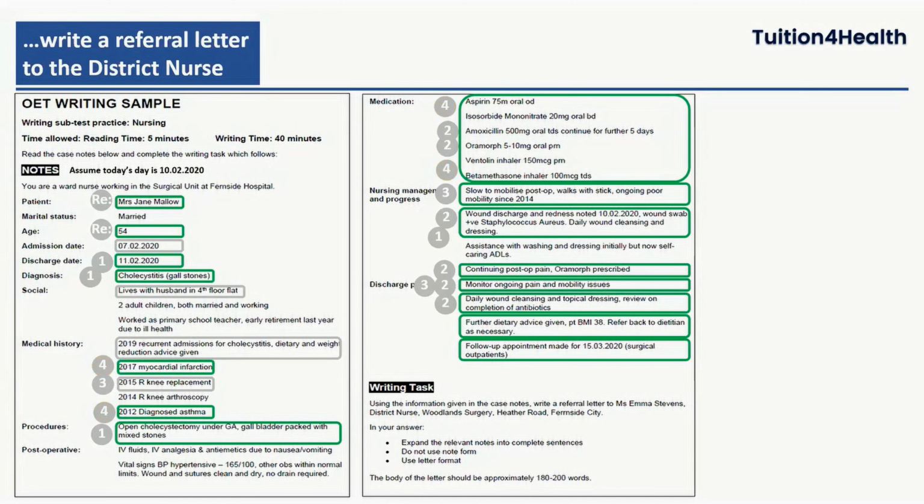Finally, I'm going to let the nurse know that we will be following up this lady in outpatients. This is the section I call the shutdown, when we bring the letter to a close. So that just leaves this piece of information about her high BMI and dietary advice. Is it relevant? Yes, I think so, because we're asking the nurse to refer her back to the dietitian if necessary. When you get a piece of information left over like this, it's tempting to start another paragraph.